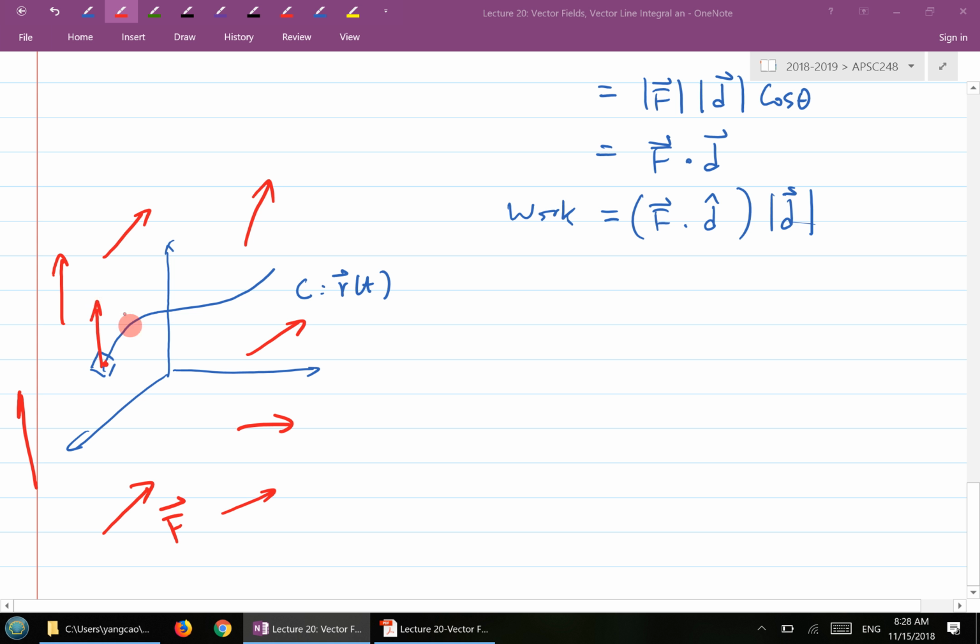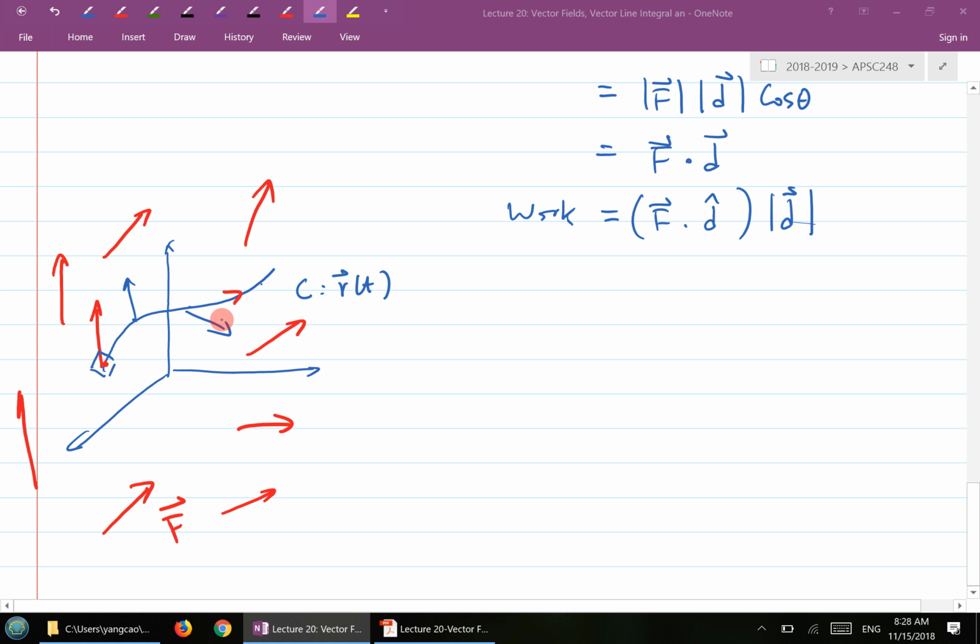So basically, as you go along this curve C, for every point on that curve, because the curve is within the field, there's always a force vector at that location.